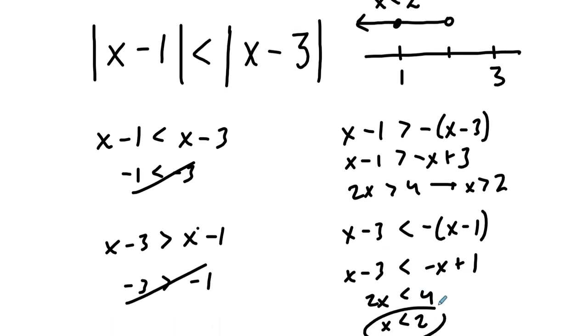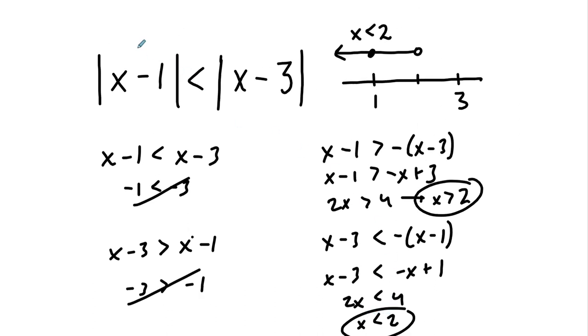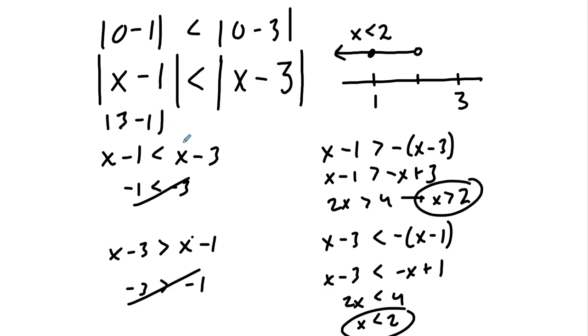And then at this point, you can see there's different results. Now, one of them is true and one of them is not, and you want to test it out. So in this case, you can try a number. x is less than 2, that's 0. 0 minus 1, is that absolute value smaller than 0 minus 3? Well, 0 minus 1, the absolute value is 1, and it's less than 0 minus 3, the absolute value of that is just 3. Over here, test a number greater than 2. Plug in 3. Is this true? No, right? 2 is not less than 0. So you want to consider all four of these approaches.